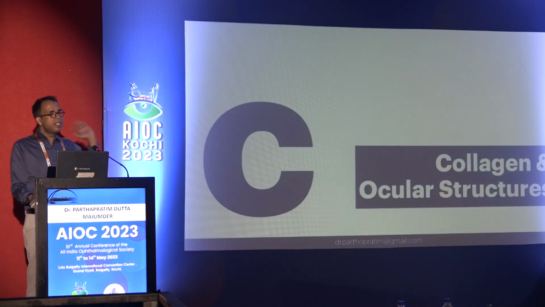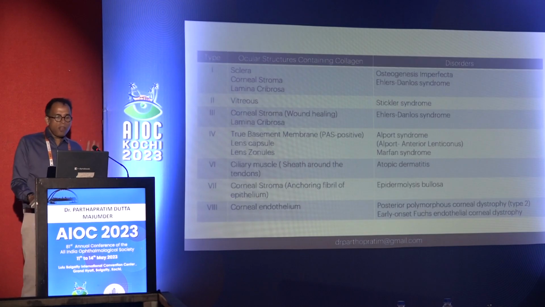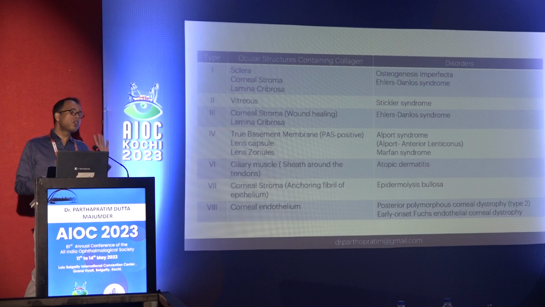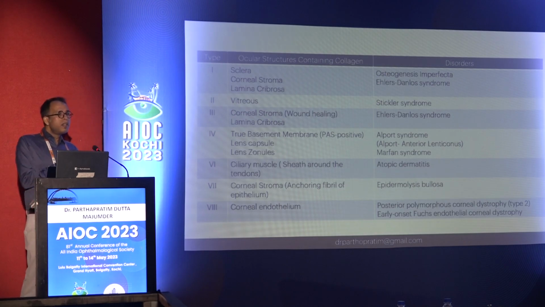Now next comes C for collagen. This is a very important structure. Can anyone tell me what is the most common collagen present in the eye? Anyone? Collagen 1 is the most common.